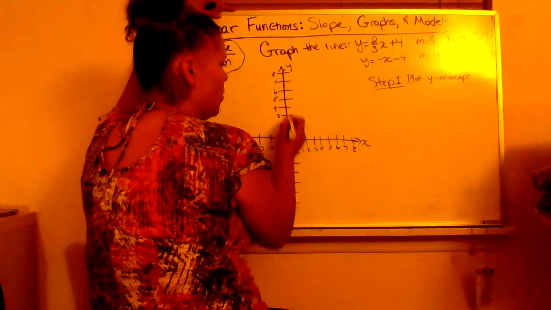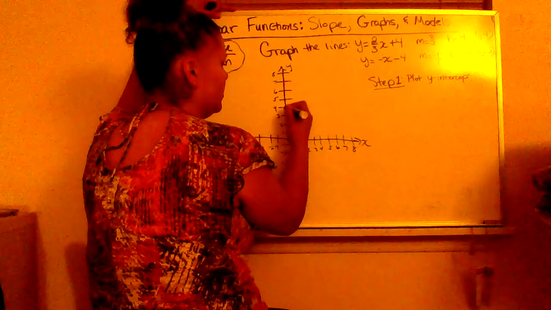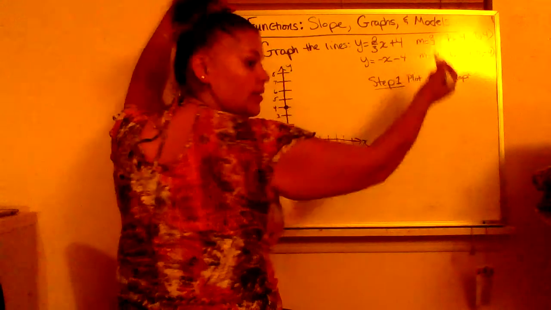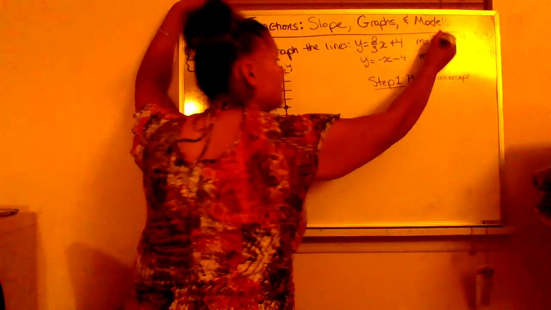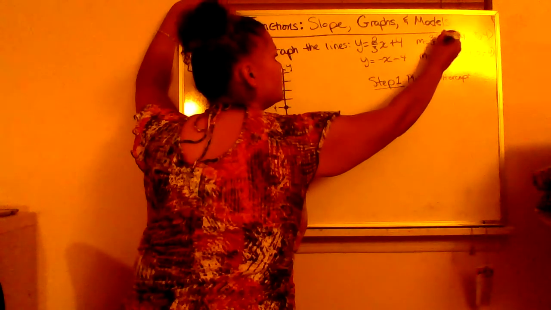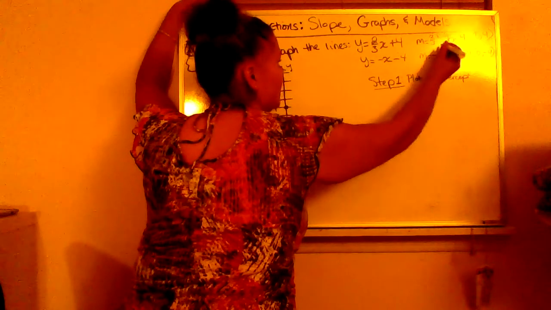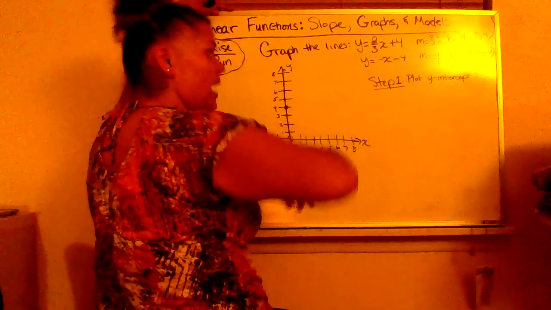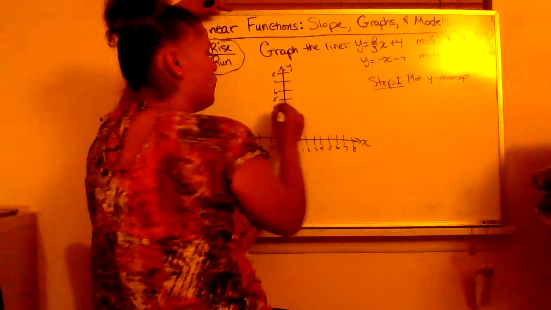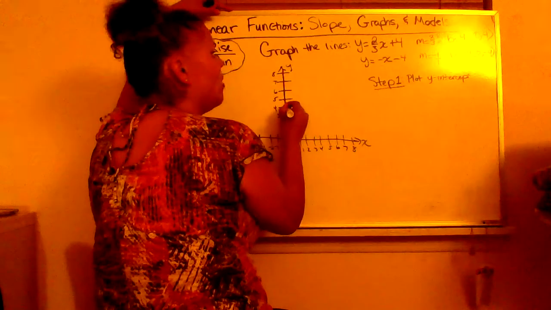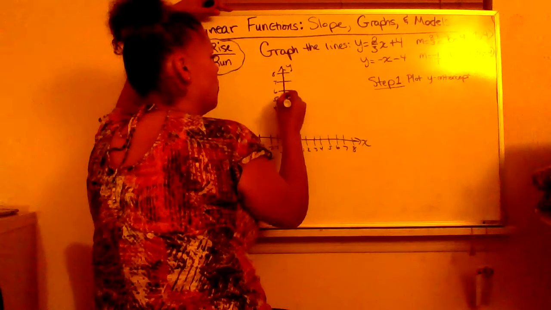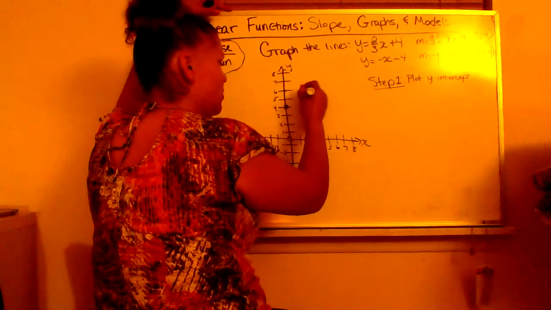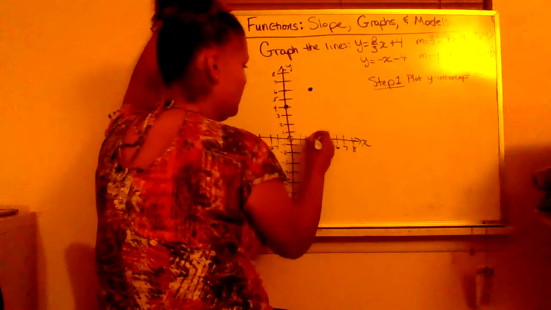So at 0, go up 4. That's our first point. Now from there, we have to use our rise over run. Your 2 would be your rise, and your 3 would be your run. When you rise, you go up or down, and when you run, you go left and right. So from the starting point, you go up 2, and you run 3. So that's right over 3.